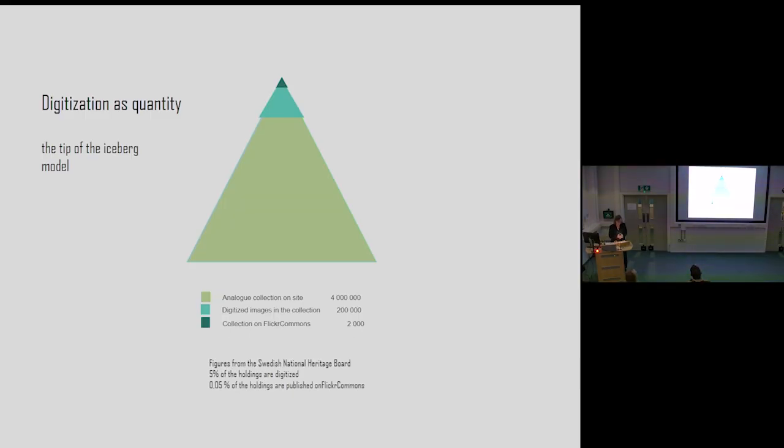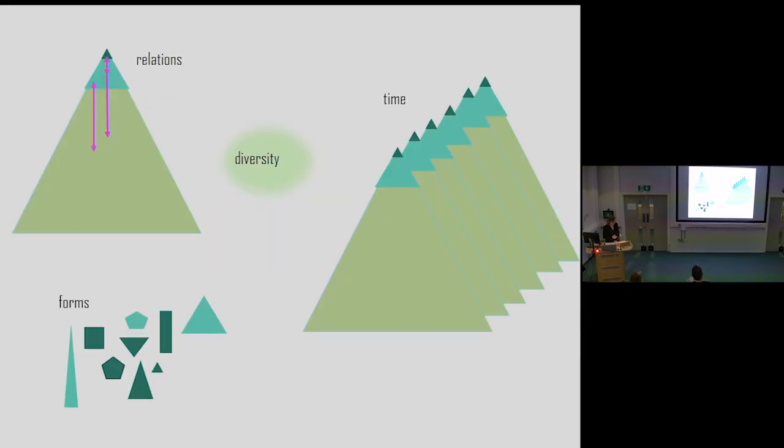A realistic estimate of how much of a collection is made accessible in a chosen platform is, of course, relevant, but just as relevant is how and why those particular artifacts have been made accessible. So, turning back to this tip of the iceberg image, the relations between the tip and what is below ground, so to speak, are just as crucial to map and understand.